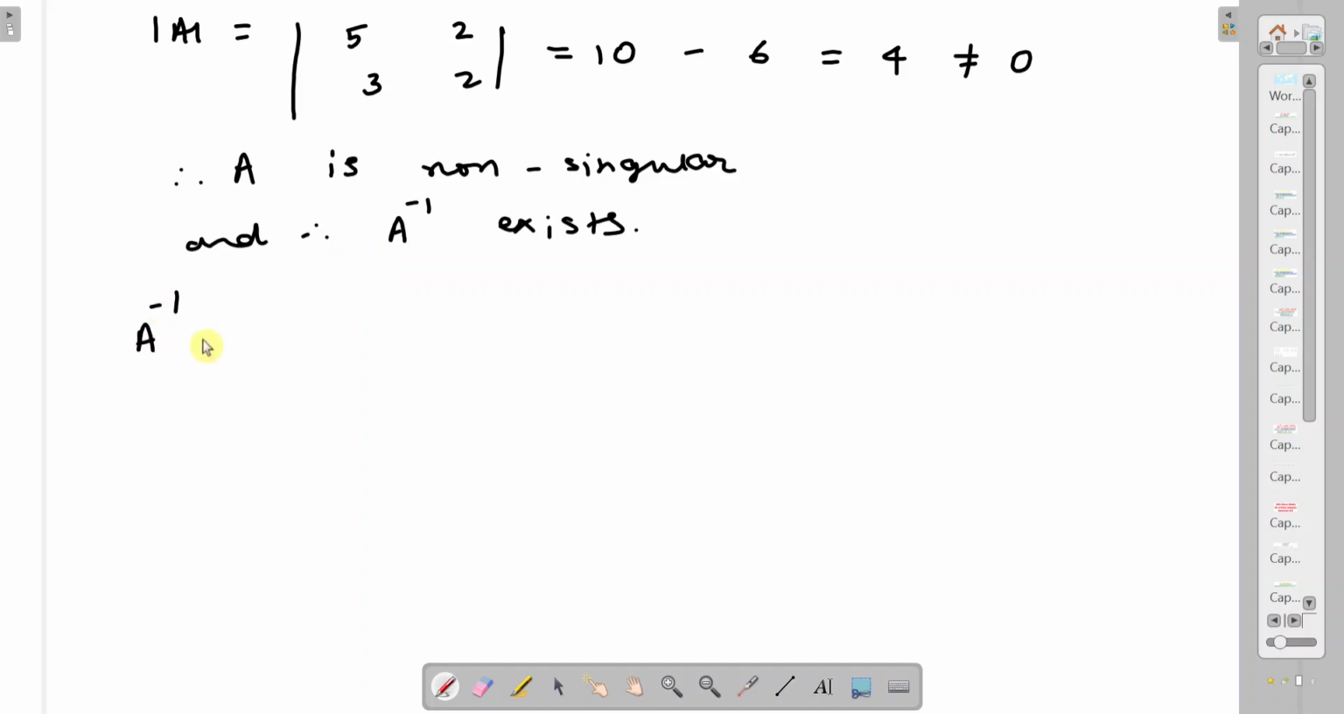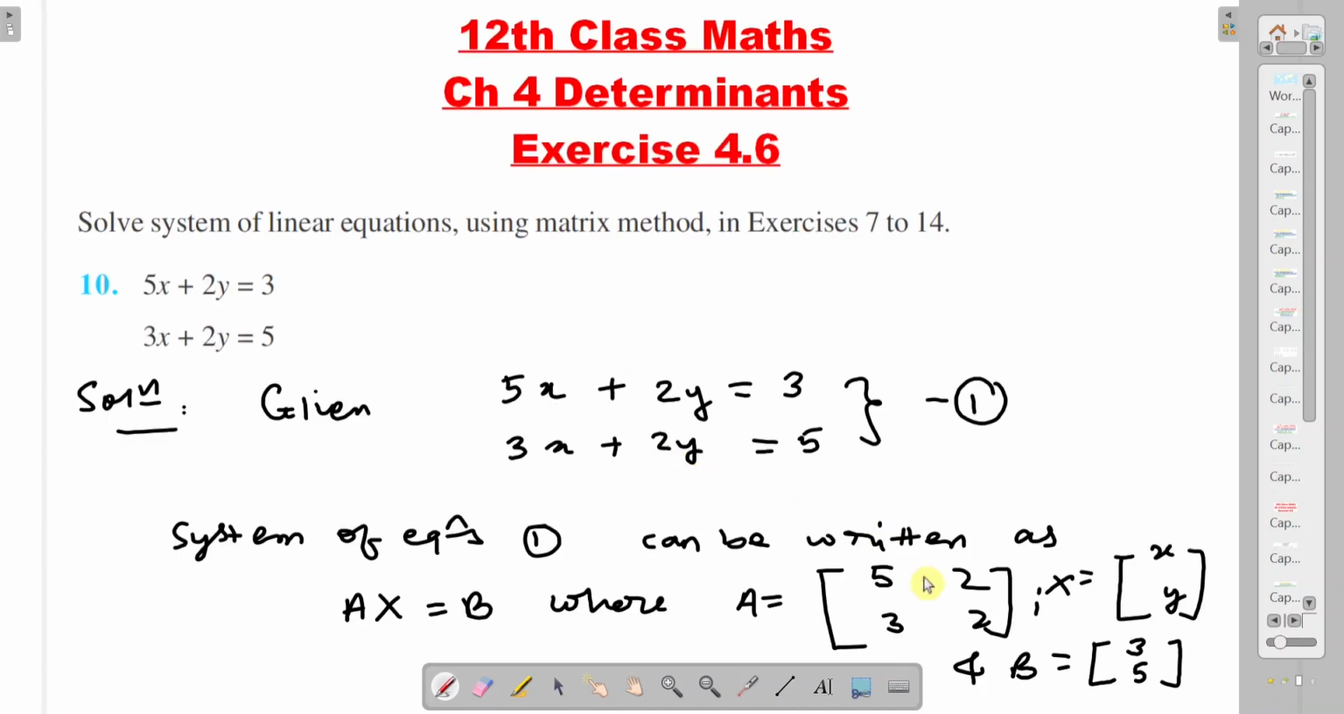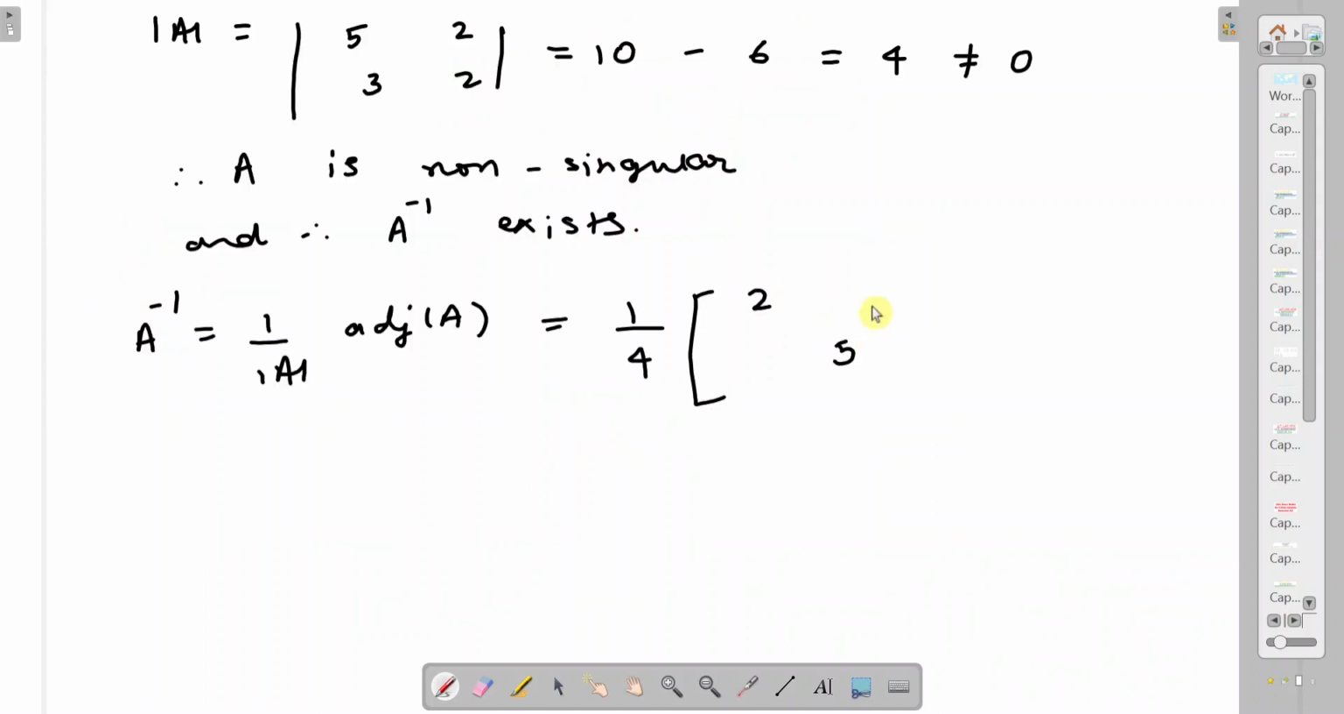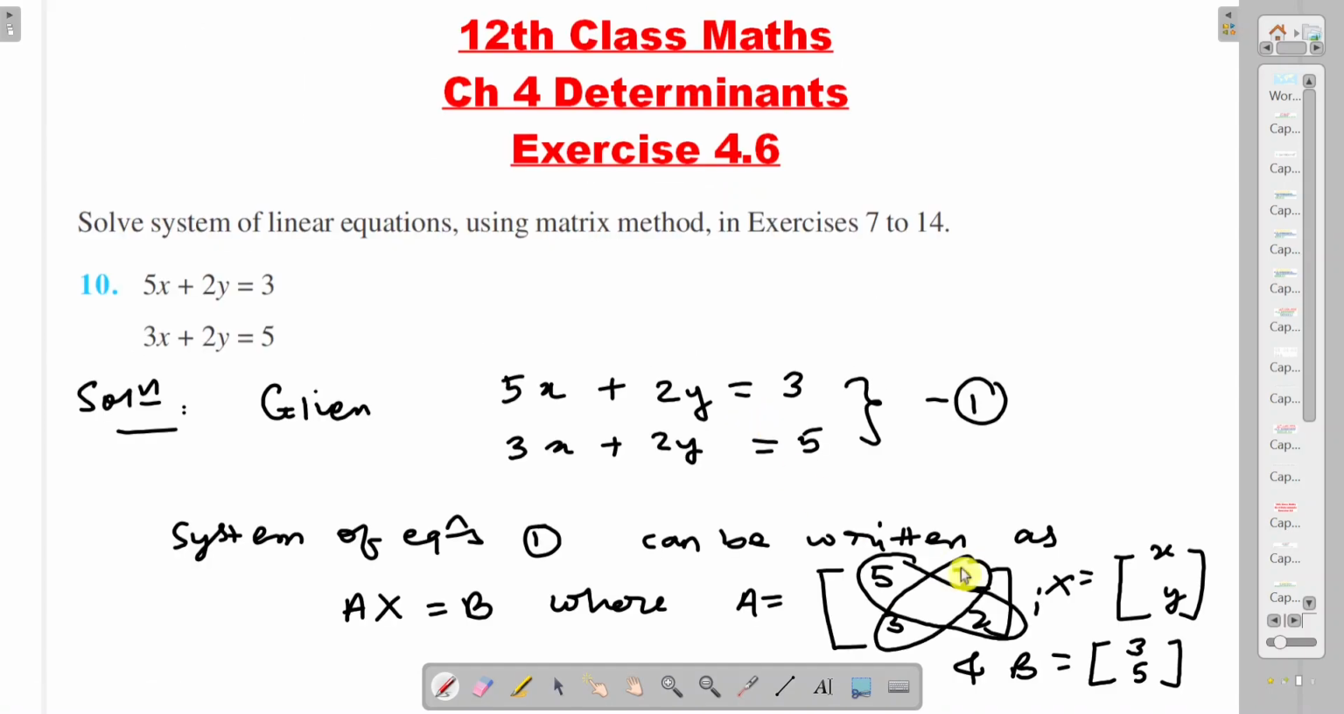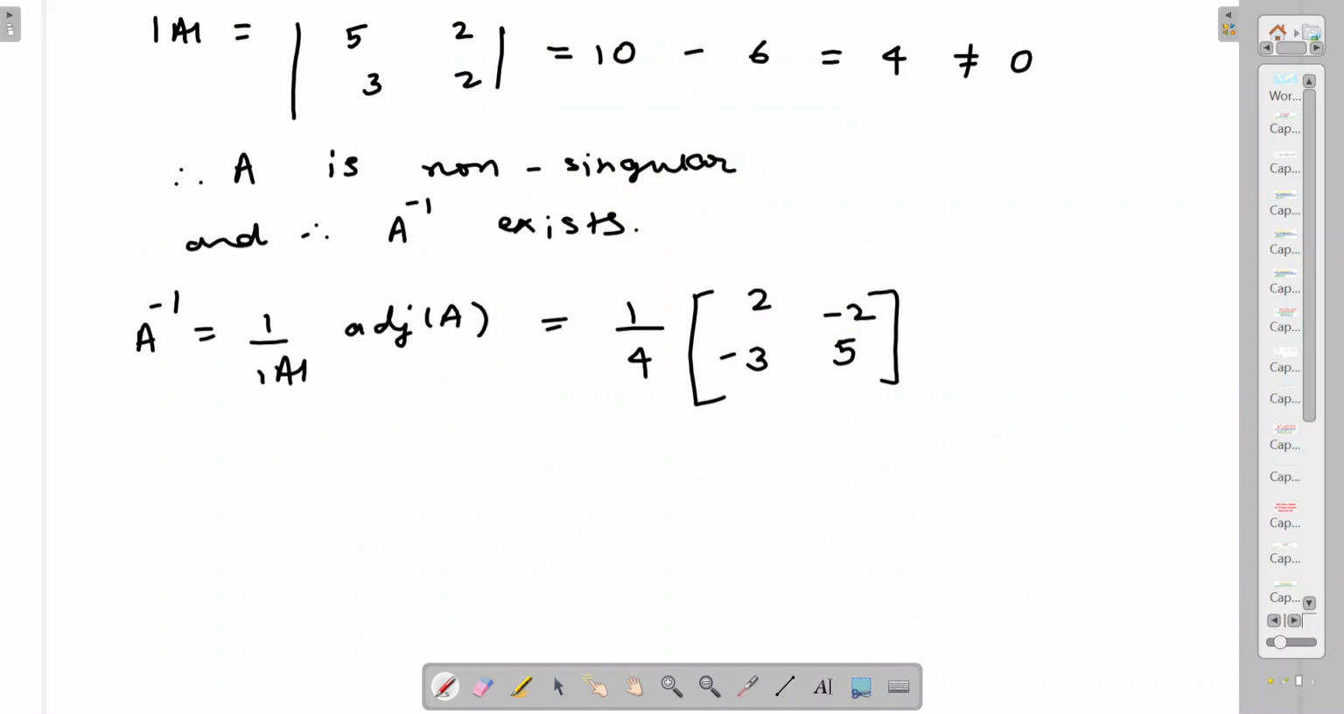A inverse is 1 by determinant of A times adjoint of A. Determinant of A is 4, and adjoint of A we can find directly because this is a 2 by 2 matrix. The entries on one diagonal get interchanged, so 2 5, and the entries on the other diagonal have their signs changed: 3 becomes minus 3, 2 becomes minus 2. So this is the A inverse.